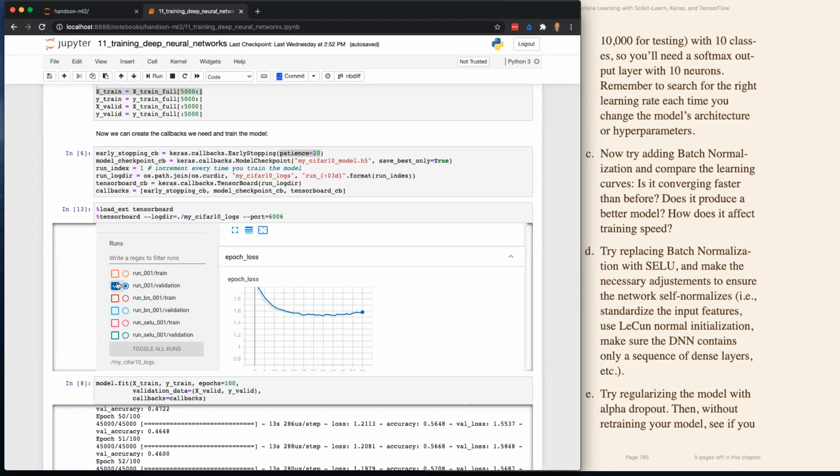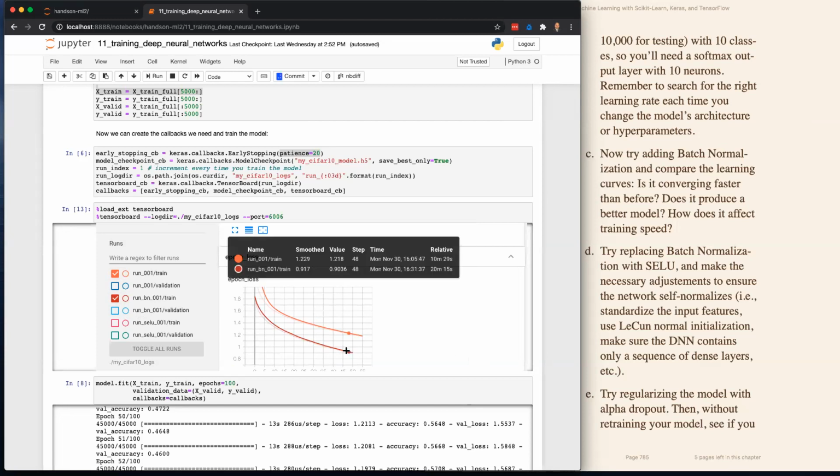Training and training, yeah. So which one is the one with batch norm? This is with the batch norm, train loss BN. If you look up at the colors, the circles, it says run underscore BN underscore 001. So that's this one, the dark color. Okay, dark color, yeah.